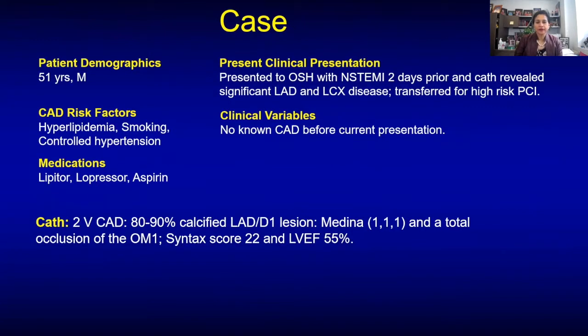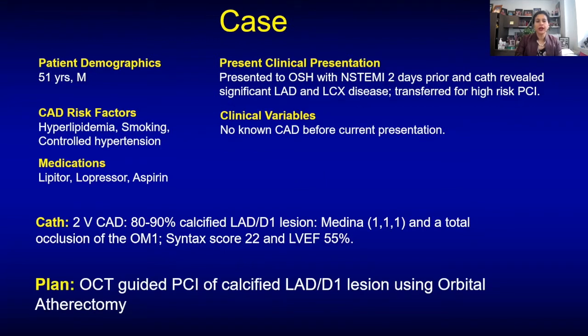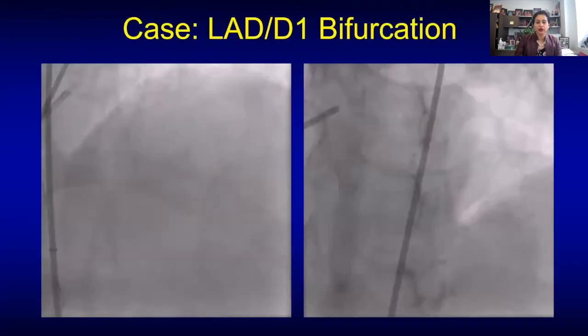So this is a case of a 51-year-old male who presented to an outside hospital with non-STEMI 2 days prior. They had a cath there, had significant LAD disease and a known old total circumflex disease. He was transferred here for high-risk PCI. Known hyperlipidemia, smoking, controlled hypertension, had no prior known cardiac history otherwise. On medications of Lipitor and low-dose aspirin. So cath had shown significant LAD diagonal lesion and a total occlusion of OM1 with a SYNTAX score of 22, EF 55. So the plan was to do an OCT-guided PCI of the calcific LAD diagonal lesion using orbital atherectomy.